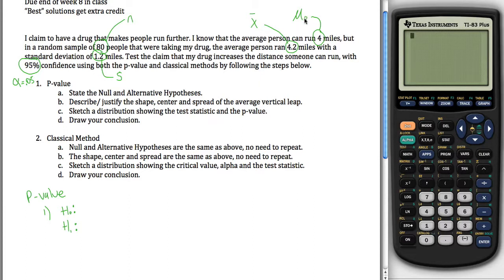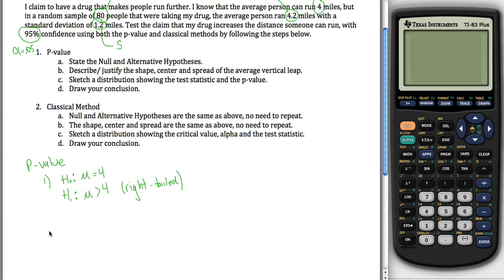So mu is the population average for all people if all people were taking my drug. So my null hypothesis is kind of that my drug doesn't do anything. It's that mu is the exact same as mu naught here. However, my alternative hypothesis is my claim, somewhere in here, I claim that the drug increases the distance someone can run. In other words, my alternative hypothesis is that mu is greater than 4. Because I have greater than here, this is what's called a right-tailed test. If this were less than 4, it would be a left-tailed test. If this were does not equal 4, it would be a two-tailed test. So step 1, over the p-value method, is just state your null and alternative hypothesis.